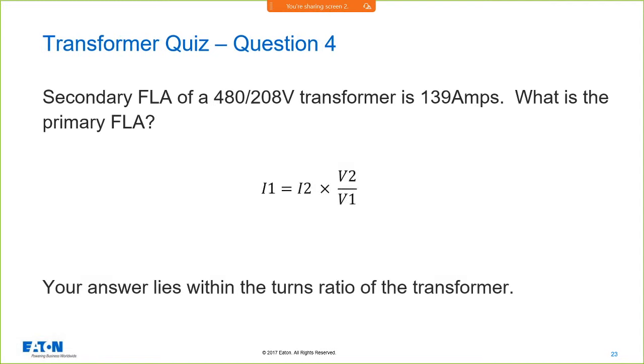And remember this, this was our secondary full load amps, 139 amps. What's the primary? And this was the math. I just took the 139 amps times 208 over 480, and I got 60.23. And that's all we have to say about that.